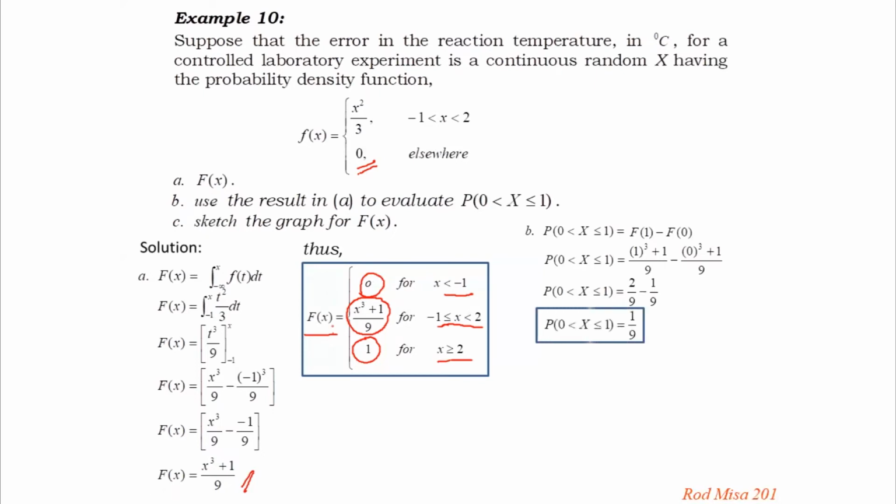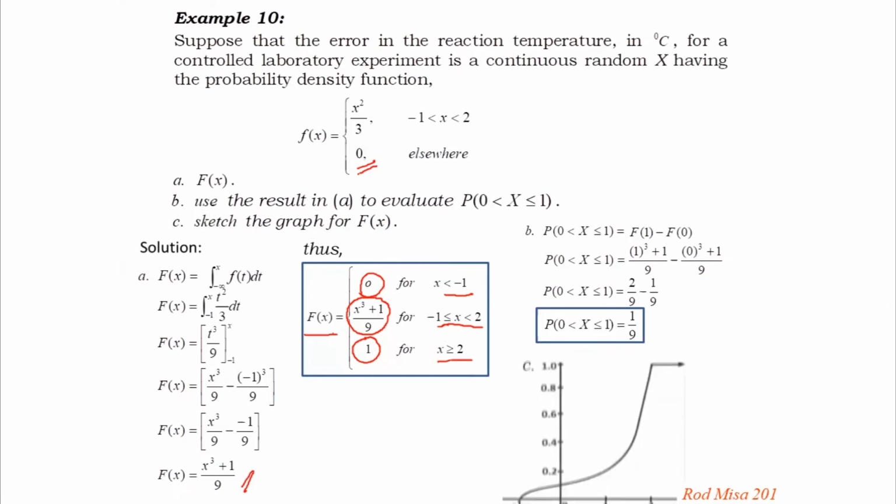And you can check this one from our previous solution when we solved it using the probability density function and not using the cumulative distribution function. Because here, we are using the cumulative distribution function, big F of x, in solving for the probability of your random variable from 0 to 1.